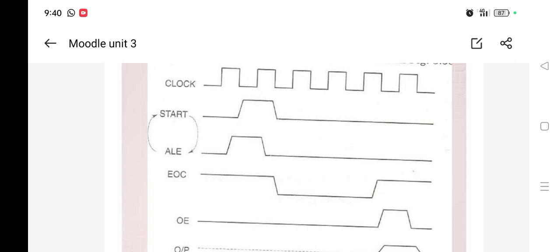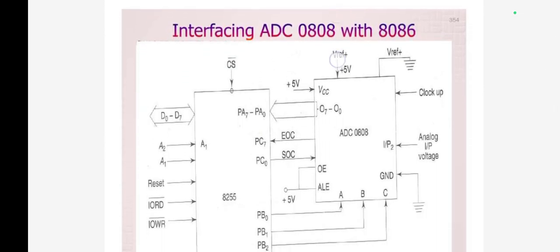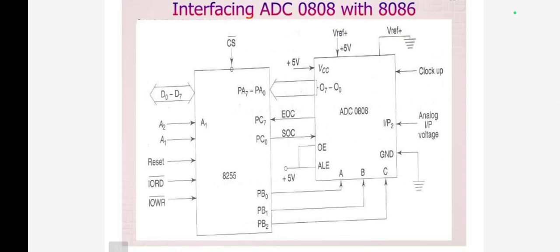The output enable and address latch enable pins are kept at plus 5 volt to select the ADC and enable the outputs. Port C upper acts as the input port to receive the end of conversion signal, while port C lower acts as the output port to send start of conversion to the ADC. And this diagram shows the interfacing of ADC with the 8086.